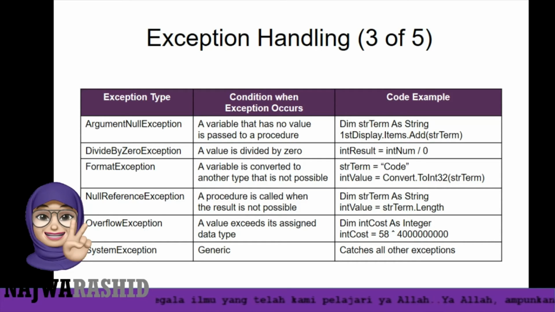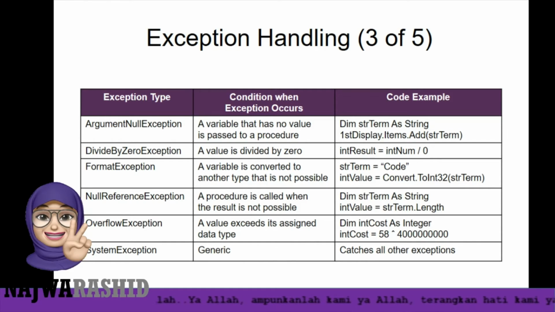Okay, the second exception type is DivideByZeroException. This is based on the previous example. A value is divided by 0. That is the condition that we want to catch. So integer result equals integer num divided by 0. The next exception type is FormatException. A variable is converted to another type that is not possible. For example, we have a string of code and we want to convert the string into an integer, but the code is not an integer, so that is not possible. So we can use format exception handling for this catch section.